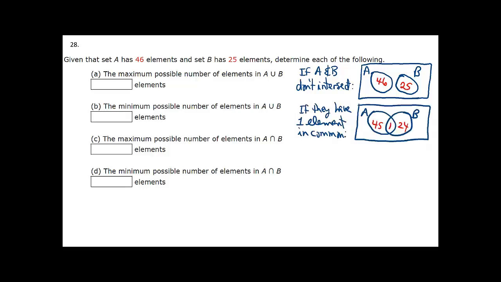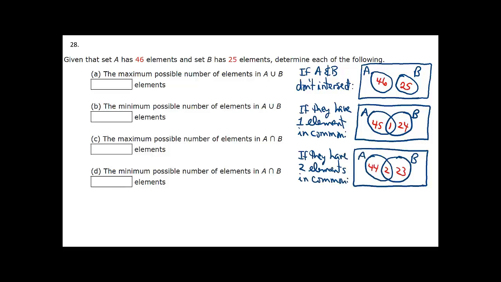Suppose you push them together so that there's one overlap. Notice that the 46 goes down to a 45 and the 25 goes down to the 24. The reason is because there's one in the middle that's a part of both. You start letting them intersect. What if you push them a little closer and have 2 in the middle? Now the 45 goes down to a 44 and the 24 goes down to a 23, and there are 2 overlap. You still have 44 plus 2 is 46 if you go back to the top, and 2 plus 23 is 25 if you go back to the top.